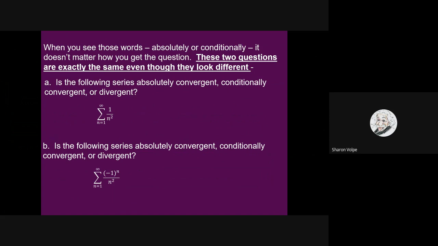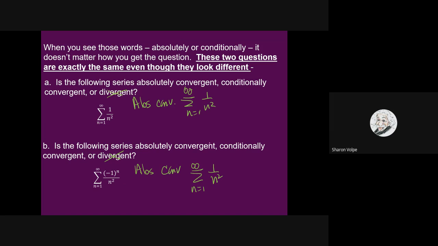Yes. But because they asked about absolute versus conditional versus divergent, I know divergent isn't even on the table because I know 1 over n squared is convergent. But here we go. No matter how they ask the question, you check for absolute convergence first. Always. And that is the series n equals 1 to infinity, 1 over n squared. And again, coming down here, the first thing I'm going to test is this.